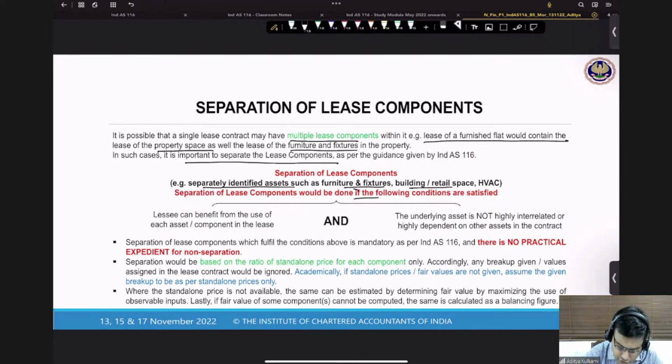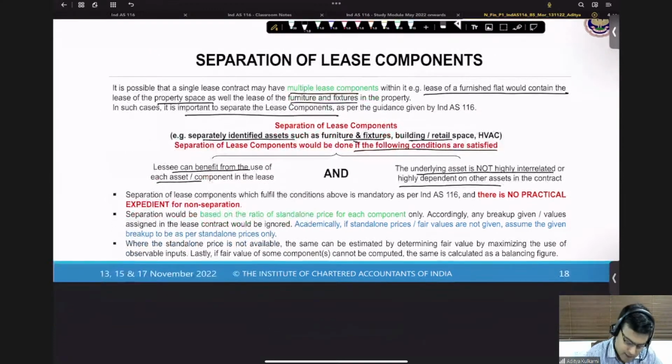Separation is to be done if the following conditions are satisfied. The lessee can benefit from use of each asset or component, and the underlying asset is not highly interrelated or highly dependent. I told you this, the same thing is written. Separation of lease components fulfilling the above conditions is mandatory. We have to do it. There is no choice. That is, there is no practical expedient for the non-separation.